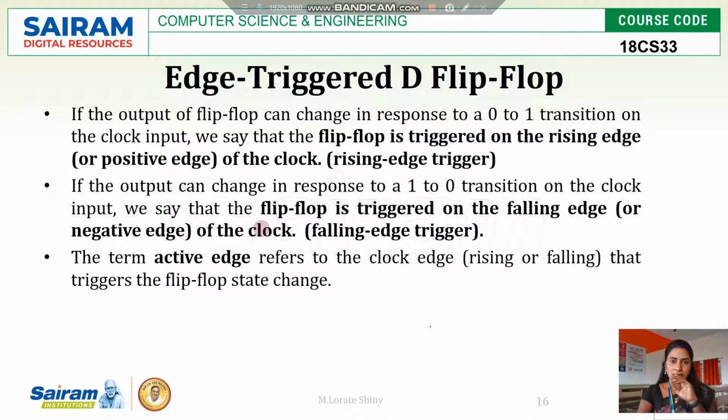So here also we are going to see the D flip flop only. Whenever we are giving a clock, there will be two edges, rising edge and falling edge. There are two types of edge trigger D flip flop: rising edge trigger D flip flop and falling edge trigger D flip flop. What is the difference between these two? The rising edge trigger D flip flop will work only at the rising edge of the clock pulse. The falling edge trigger flip flop will work only at the falling edge of the clock pulse.